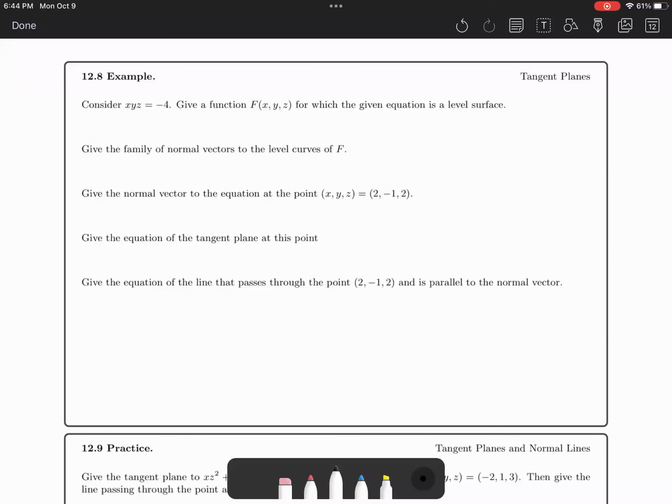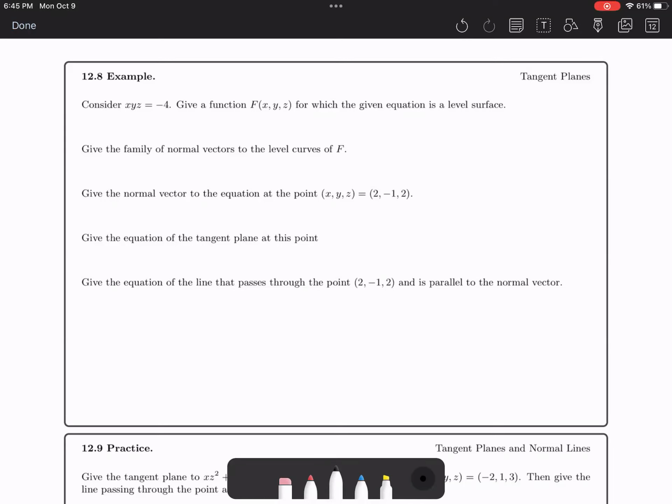Example 12.8. This is going to walk us through finding normal vectors to level curves, which are the gradients of higher dimensional functions. It's going to walk us through tangent planes. It's a pretty good problem. Let's get started. Let's consider the equation x times y times z is equal to -4.